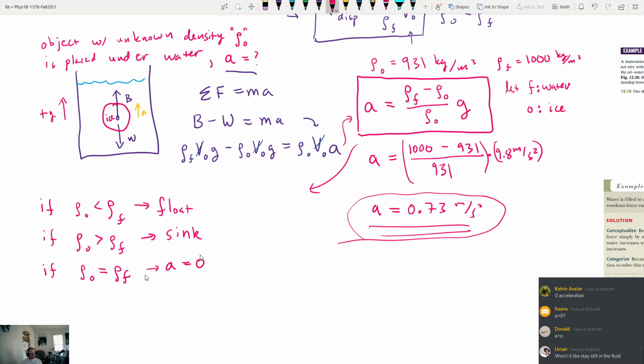Won't it stay still in the fluid? That's kind of right, Amir. That's basically what's going to happen. So in this case, it's effectively like weightlessness, pretty much. It is weightlessness, right? When your acceleration is equal to 0, that means you don't float, you don't sink. This is called neutral buoyancy.